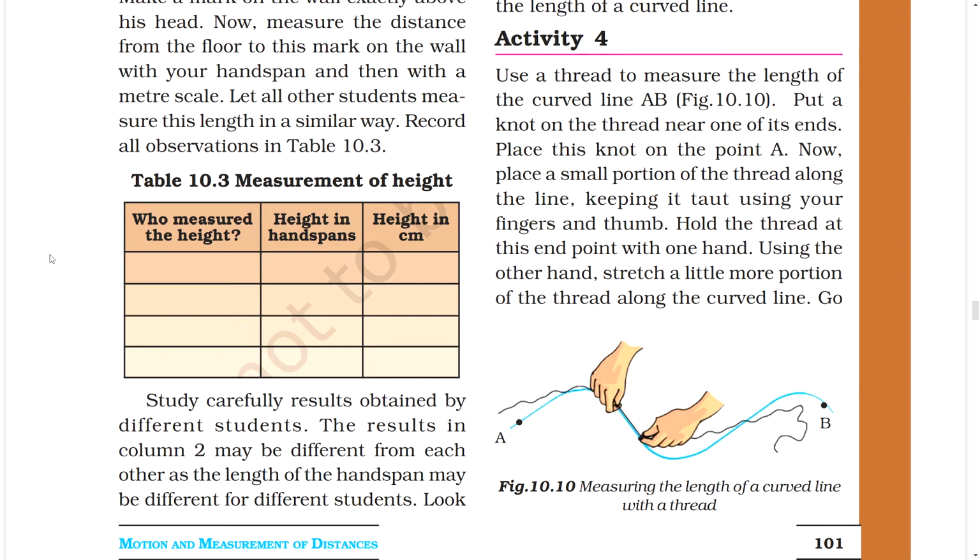Table. Measurement of height. Who measured the height? Height in hand span. Height in centimeter. Do this and comment on this. Study carefully the results obtained by different students. The result in column 2 may be different from each other, as the length of the hand span may be different for different students.